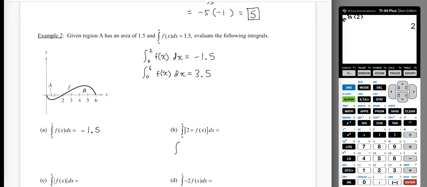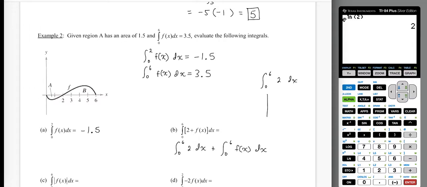So I'm going to take 0 to 6 of 2 and add to that 0 to 6 of f of x dx. All right. So if you anti-differentiate a constant, you're going to get the variable multiplied by that constant, so 2x. And then we could apply the fundamental theorem and figure it out that way. But we could also just kind of look at it in the context of areas. This is the same as saying, and I could just kind of pull this off on the side here, 0 to 6 of 2 dx.